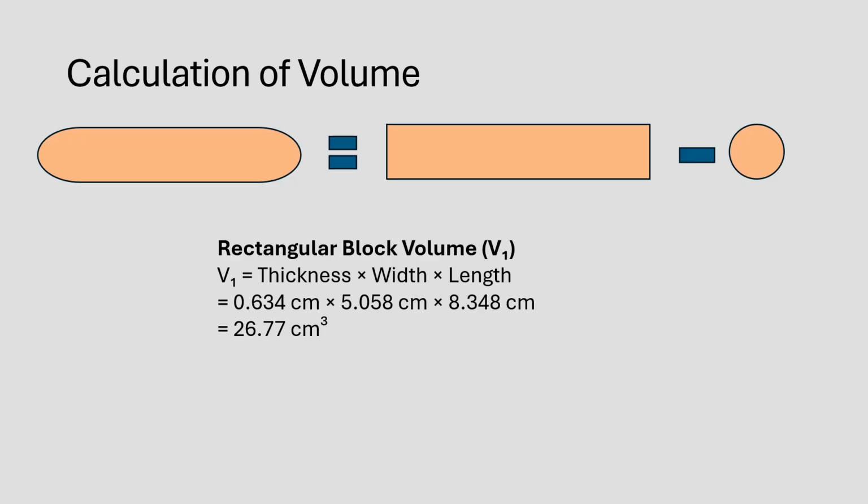Here's the edge view of the bar. It's flat with two semicircles at the ends. So the way we can do this is measure a full-length bar by the full width, and then subtract off the rounded ends, essentially. That is the difference right here. The volume of the total bar, multiplying the thickness, the width, and the length together, is 26.77 cubic centimeters.